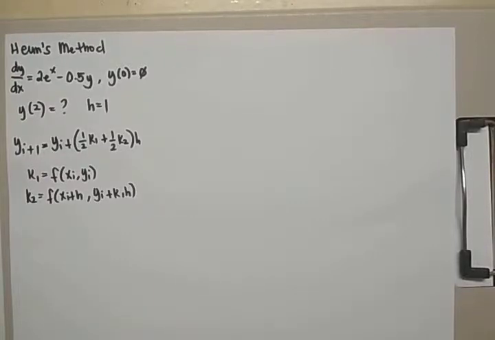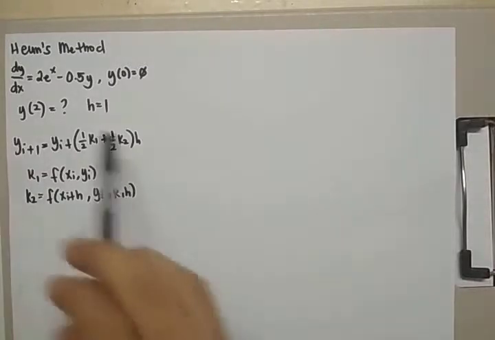So here we have our given example, dy over dx is equal to 2e raised to x minus 0.5y, where y of 0 is equal to 0, and we will find the value for y of 2 at h, or our step size, equal to 1 using Heun's method.